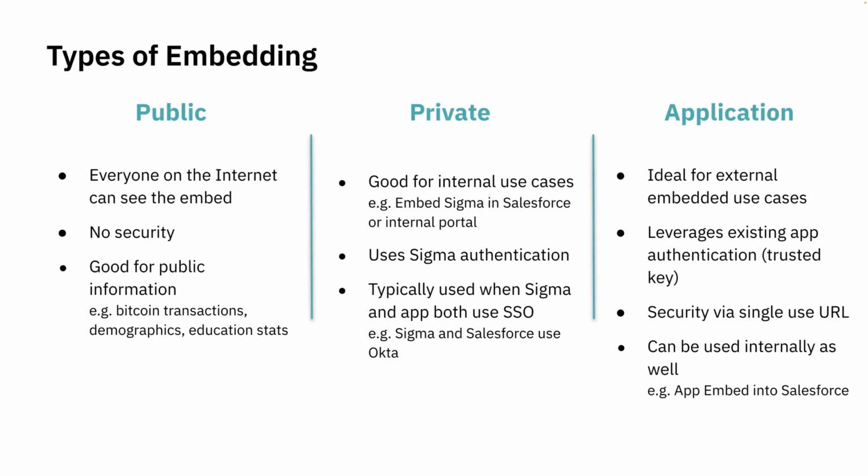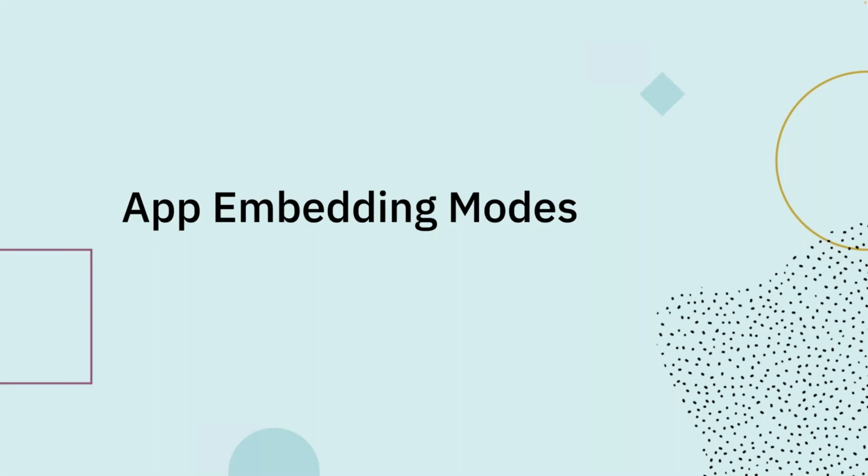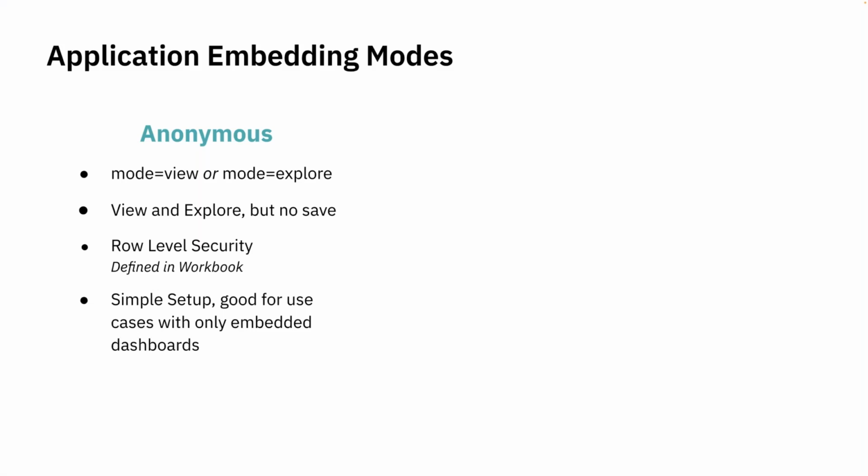But the most common use of application embedding is for external use cases, for embedding it into your application, which is why we call it application embedding. So now let's just focus on application embedding for the rest of this discussion. So within application embedding, there are these two different, what we call modes, and the mode is specified in the URL. Again, everything is driven through the URL. I'll show you a dissection of the URL in a few minutes here.